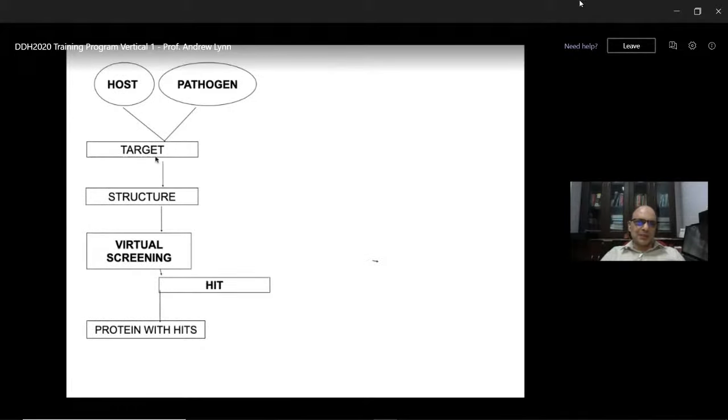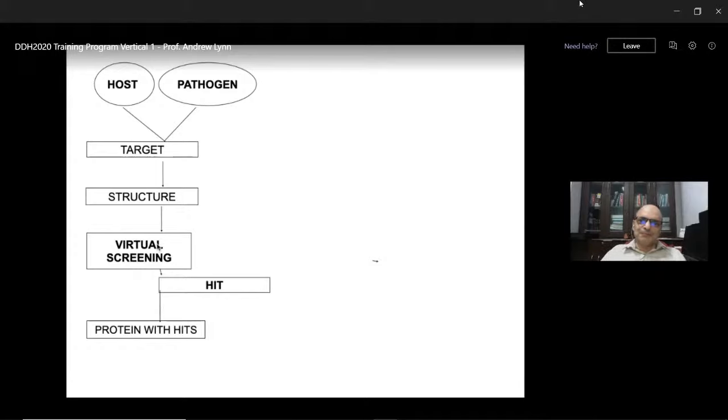Now the target-based approach: essentially you would choose a target from either the host or a pathogen. The structure should be known, and then we implement a protocol called virtual screening to define hits. These are small molecules which are tentative inhibitors of the target, and we will get proteins with hits. Now this is an experimental protocol as well. If you develop the X-ray structure of this molecule and you can co-crystallize molecules that are inhibitors with it, we want to develop this virtually using a computer. So it's called virtual screening.